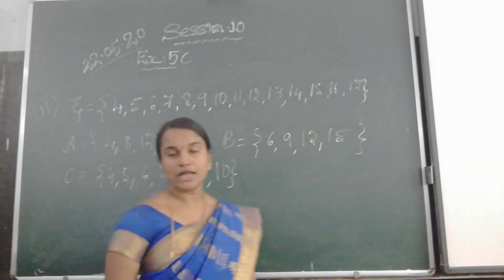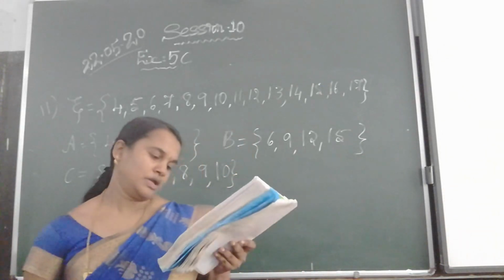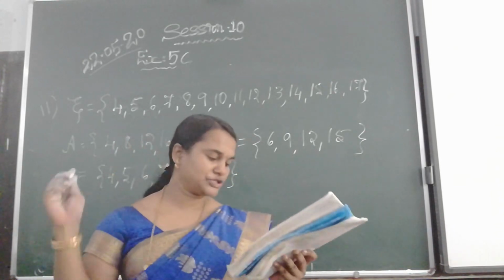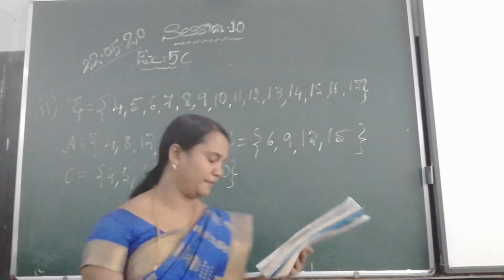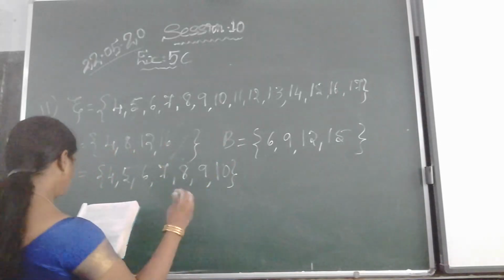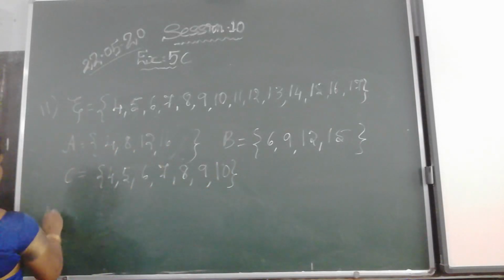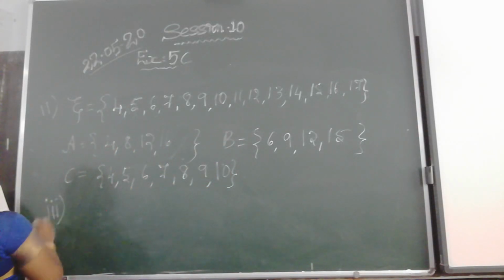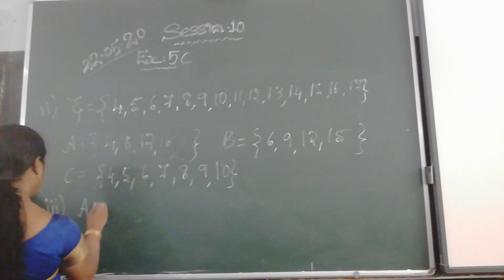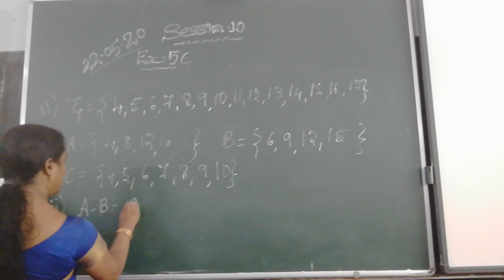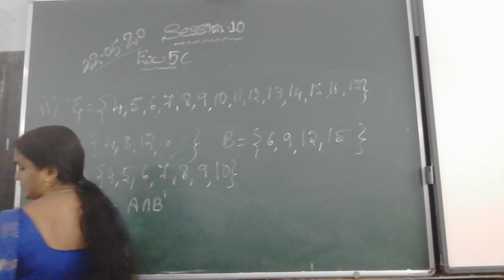Now the remaining everything, you know now how to do it, and the verification. So only one question I will solve. The remaining is homework for you. Now I will do question number 3, the first one, and everything is easy for you. A minus B, and A union B intersection.